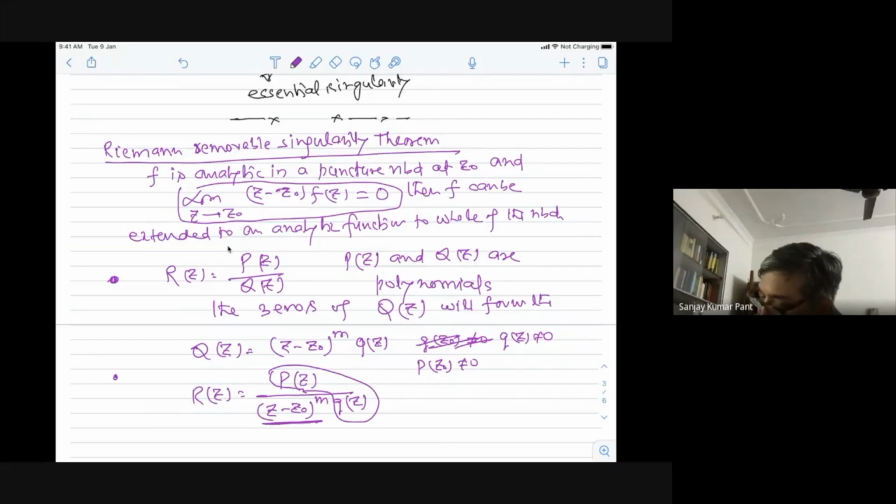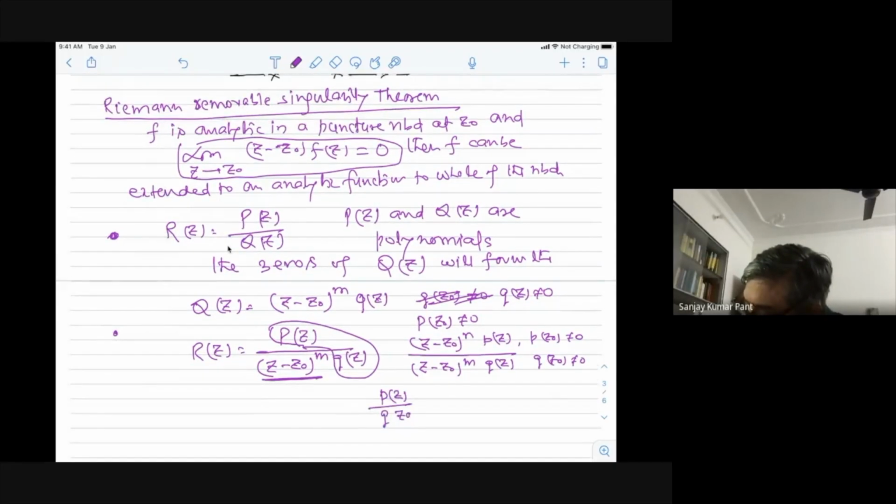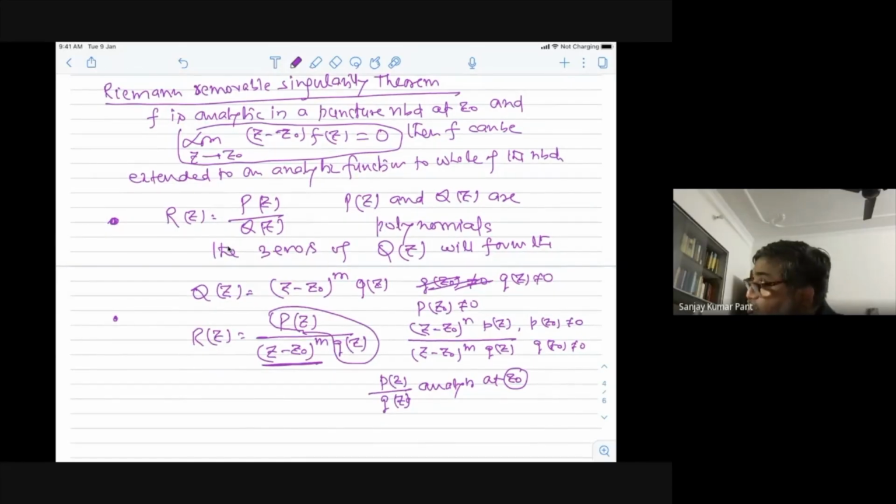Suppose I take at z naught, z naught is a zero of P(z) of type n, where P1(z naught) is not 0, because zeros will be discrete, and in the denominator (z minus z naught) to the power m times Q1(z), and Q1(z naught) is not equal to 0. It means P(z) upon Q(z) is analytic in some neighborhood of z naught, with the factor itself not 0 there.